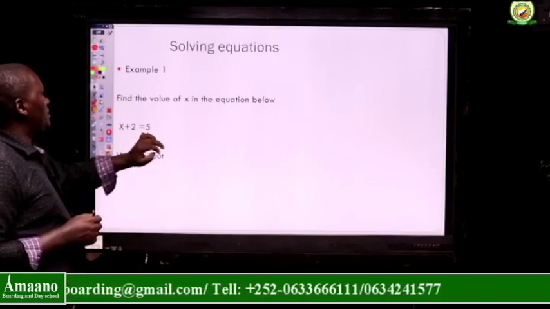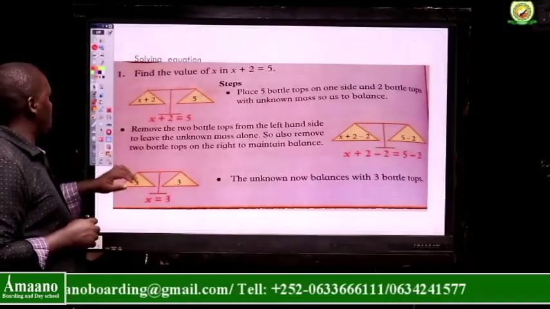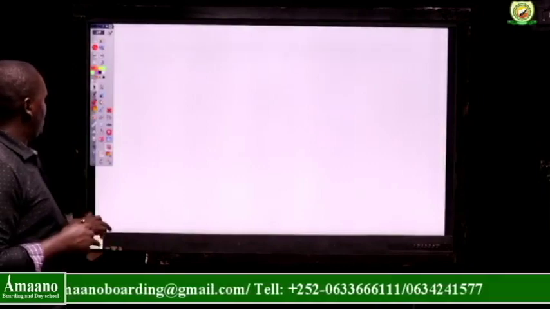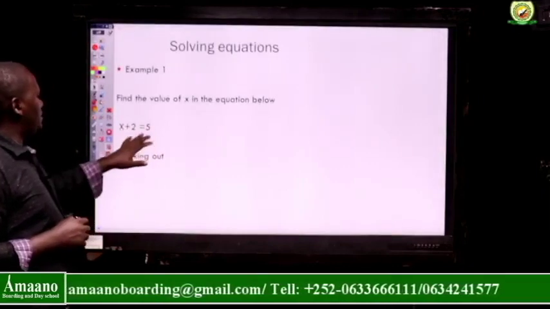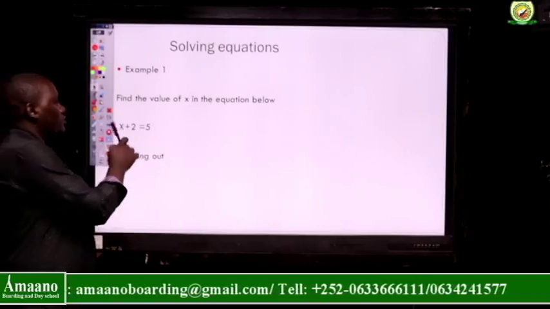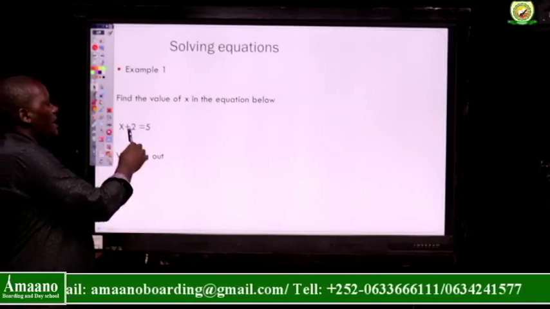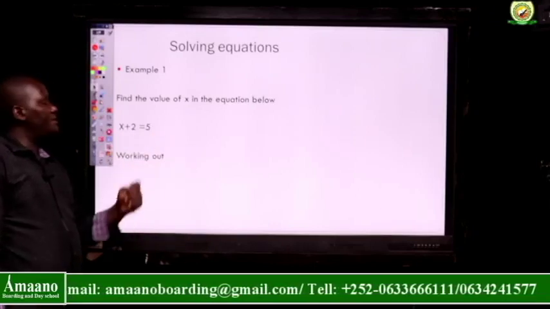What I should do is, I have this equation on how to solve it. We take x plus 2 equals 5. To work out this, I have positive 2 here. This positive 2, I'll take it to the other side. We put like terms and unlike terms together.